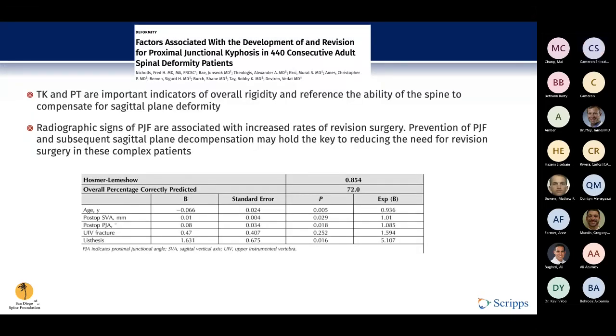And then this is factors associated with the development of and revision of PJK, which we touched on earlier. I think these two were flipped, but thoracic kyphosis and PT are important indicators of overall rigidity and reference the ability of the spine to compensate for sagittal plane deformity. So if you have signs of PJF, they're obviously associated with increased rates of revision surgery, and being able to prevent it through sagittal plane correction and to avoid this sagittal plane decompensation may hold the key to reducing the need for revision surgery in these complex patients.